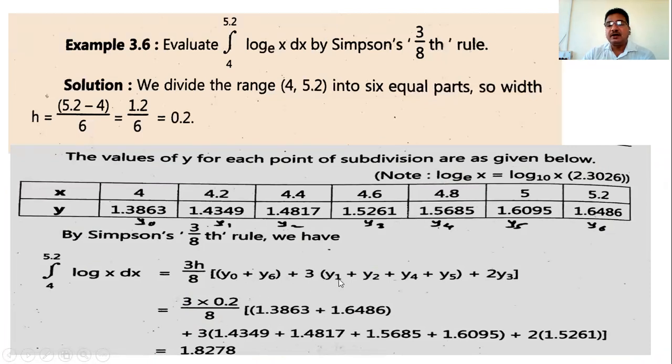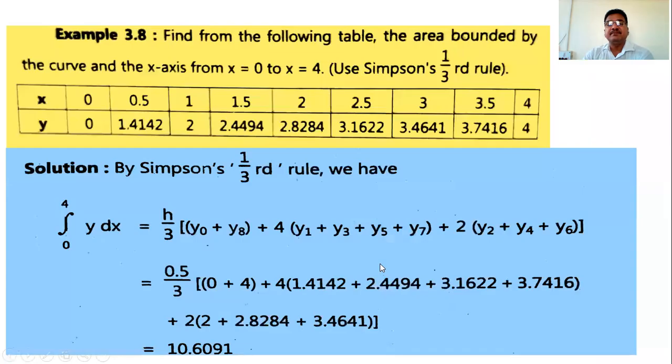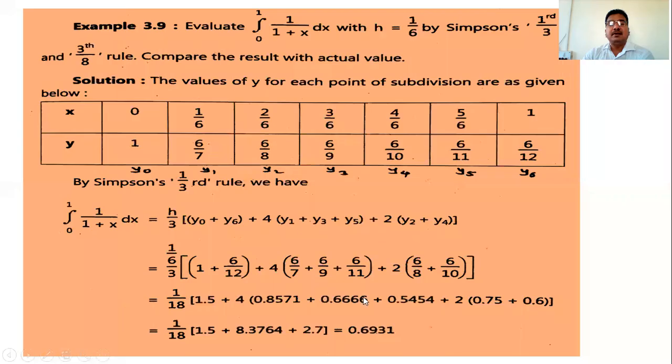3 times the values of y whose suffixes are not 3 or multiple of 3, plus 2 times those whose suffixes are odd. So the same formula, because here also the number of intervals is 6. This same formula at this place. And then substitute the value of h and all these y0 to y6 and find the correct answer. The answer by using Simpson's 3/8 rule, and then compare the result with the actual value.